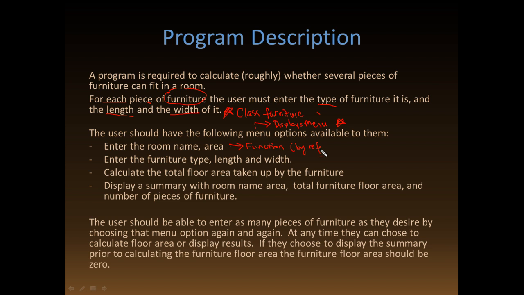Okay. And I'm going to write a note here that I'm probably going to need a by reference use in that function to enter that data, because I'm entering two things. I want to change two things. Enter the furniture type, length, and width. So I would make this another function, but because it's a function that is dealing with the data that's going to belong to this class, this is going to be a class member function.